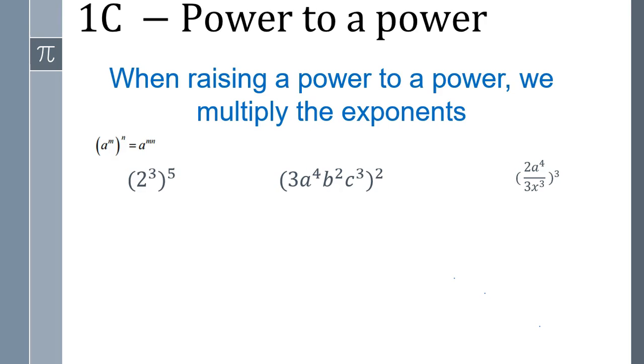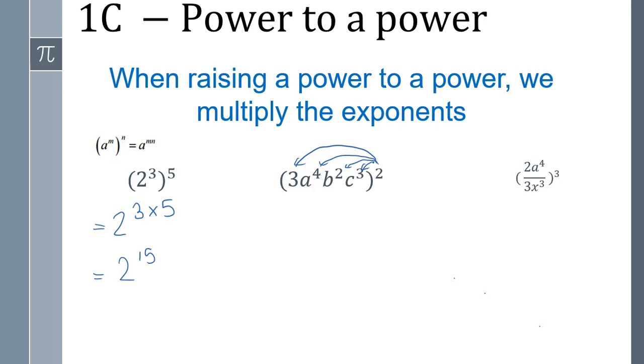So the first one is quite simple because it looks exactly like the formula. So 2 to the power of 3, to the power of 5. We're going to go 2 to the power of 3 times 5, which is 2 to the power of 15. So a power to another power, we're multiplying. The second one here is very similar, apart from in my brackets, I've got 4 different things that I actually have to multiply that 2 by. So it's going to go on to each and every number and letter in here.